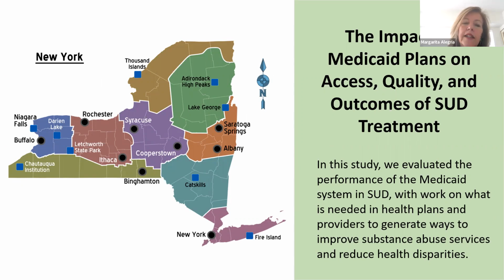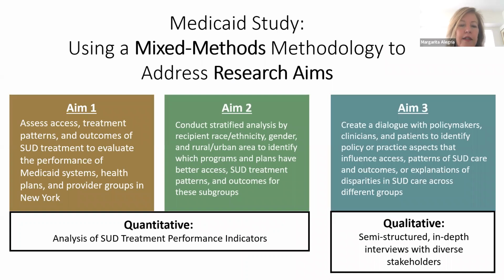This is a study we did in New York with Medicaid data. What we wanted to do is evaluate the performance of the Medicaid system in substance use disorder services. We wanted to see what health plans, providers, and administrators said about what we could do to improve the service delivery. But first, we needed to know how was it? We needed to see the performance of the system. And so we used mixed methods to address three particular aims.